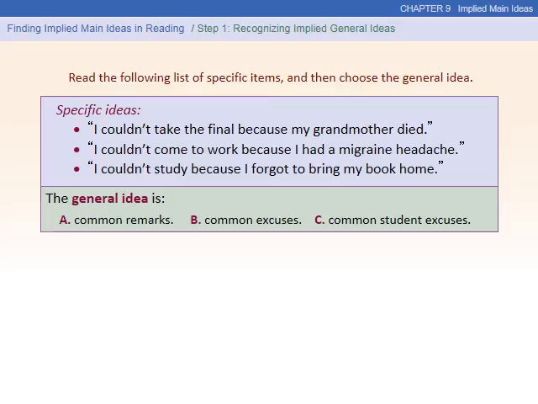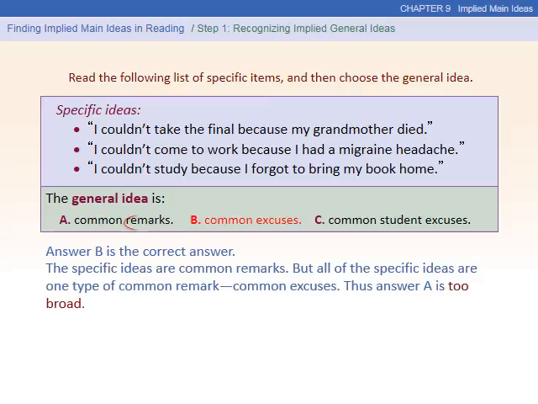So let's go through each one of these choices. The first one is common remarks, and a remark means something that someone says. Now all of these things are common remarks, but there's lots of other common remarks as well. So that one is too broad. I couldn't take the final because my grandmother died, and I couldn't study because I forgot to bring my book home. Both of those are student excuses, but the middle one is not. It's talking about work.